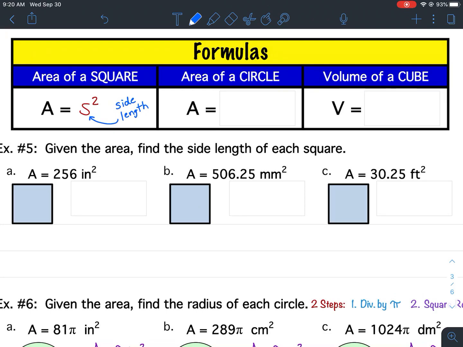All right, the area of a circle. The formula for the area of a circle contains the irrational number that we've been talking a lot about, which is pi. The area of a circle is pi r squared, and the r stands for the radius, the length of the radius.